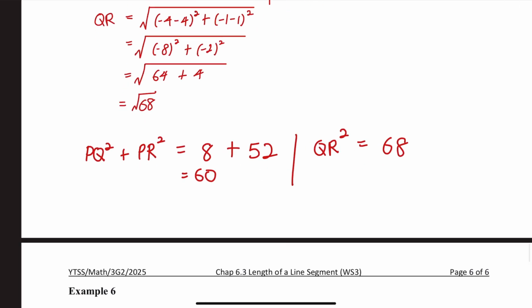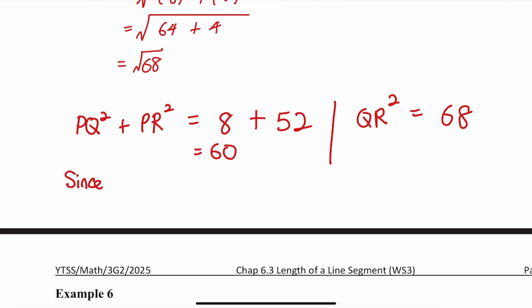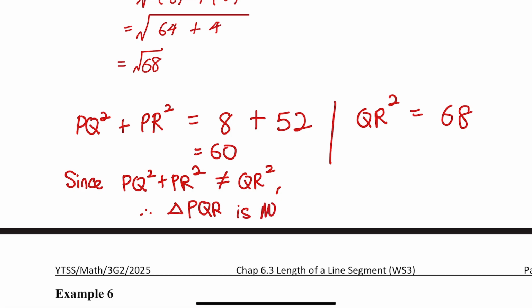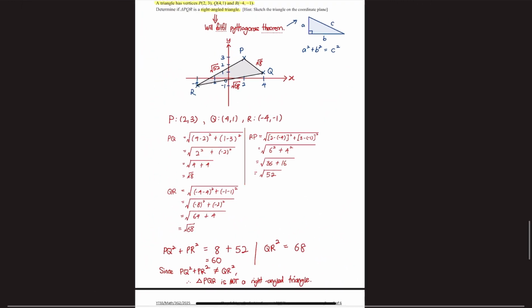And therefore, I note that since PQ square plus PR square, the sum of the squares of the two shorter sides of the triangle, is not equal to the square of the longer side of the triangle, this triangle PQR is not a right angle triangle. Okay, and this is how we solve this example 5, because the triangle does not fulfill Pythagoras theorem. I hope that you can visualize how we solve this question.